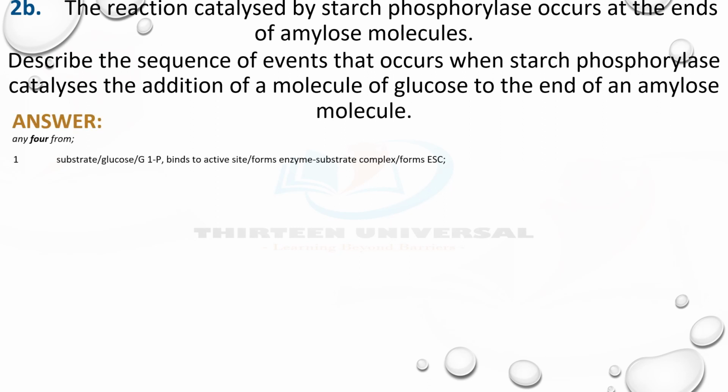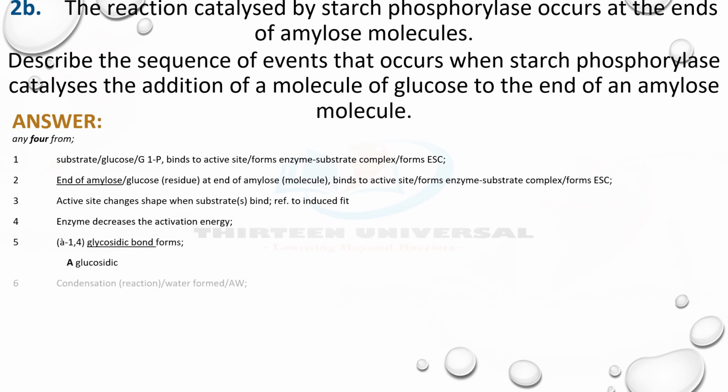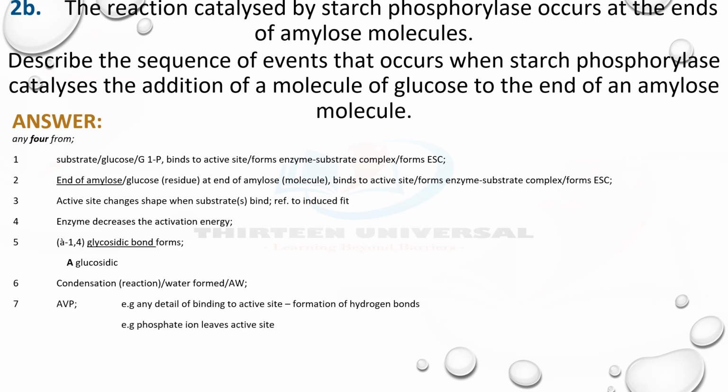Look at it: the substrate glucose binds to the active site and forms an ES complex. These are the sequence of events. The end of the amylose binds to the active site together with glucose, and then we link the two of them in the enzyme-substrate complex. The active site changes shape when the substrate binds, due to induced fit. The enzyme decreases the activation energy; of course, the role of an enzyme is to lower the activation energy. It forms a 1,4-glycosidic bond in a condensation reaction, and water is formed.